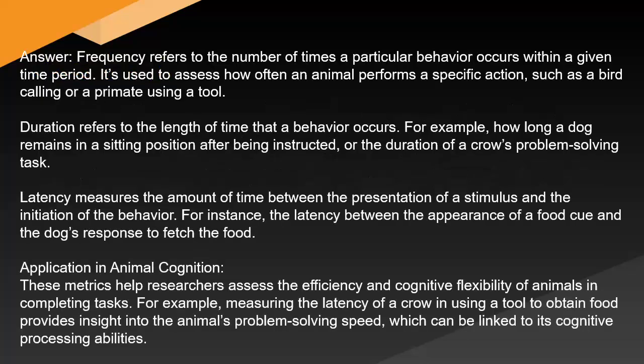Answer: Frequency refers to the number of times a particular behavior occurs within a given time period. It's used to assess how often an animal performs a specific action, such as a bird calling or a primate using a tool. Duration refers to the length of time that a behavior occurs.